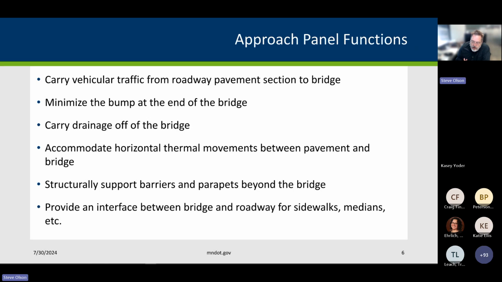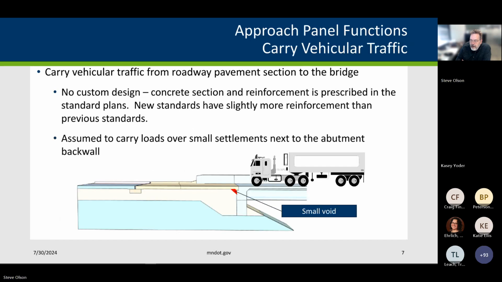The approach panel also is a location where the end posts for a barrier or parapet are often located. And so structurally it needs to support those elements. And if we have sidewalks and medians and elements like that, we need to transition from the bridge section to the roadway section. So let's step through each of these one at a time.